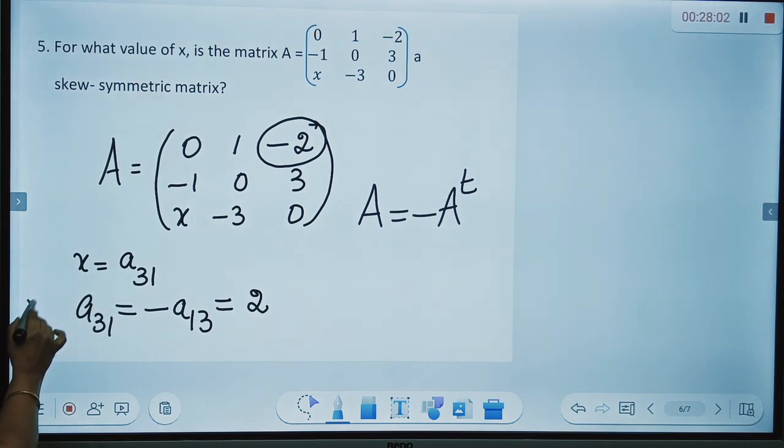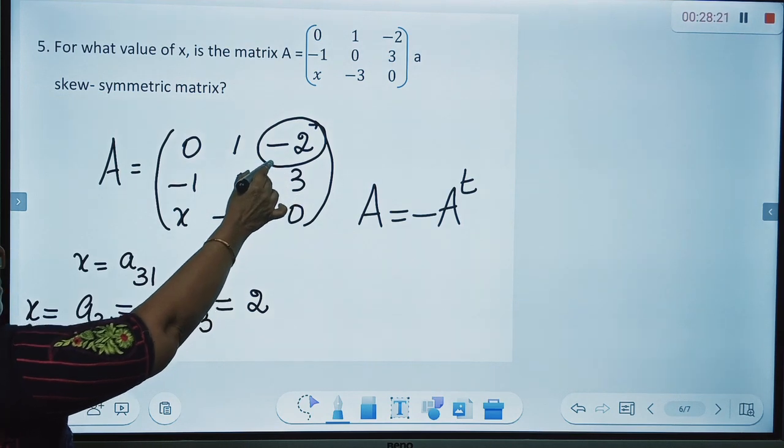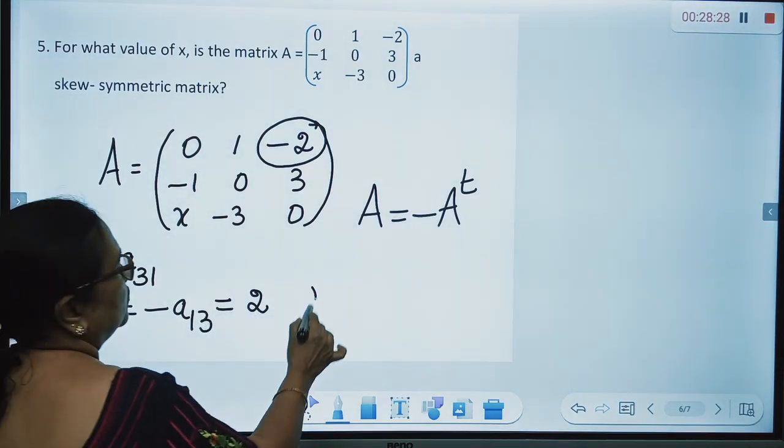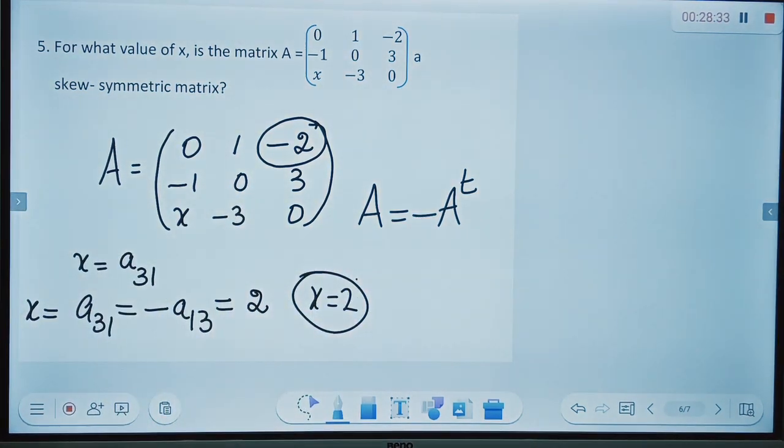Therefore, what is X? X is by virtue of its position A31. But A31 equal to minus A13 because what sort of matrix is A? A is skew symmetric. Now, what is A13? Minus 2. So, minus of A13 will be plus 2. Therefore, the value of X is 2. When X is 2, this matrix turns out to be a skew symmetric matrix.